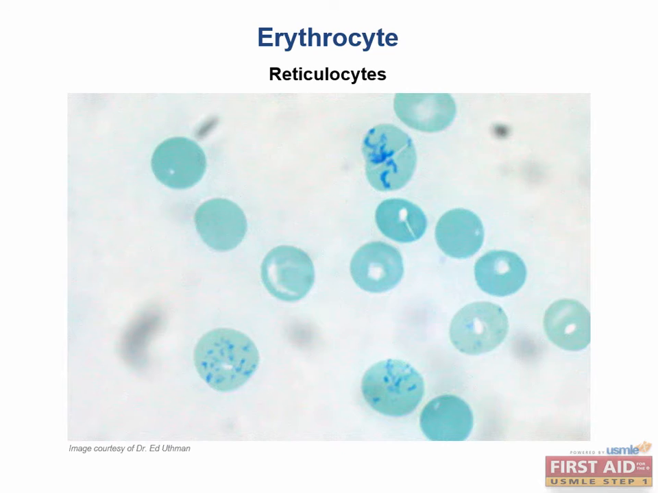Here we have a photo of what these cells would look like after staining. This is important because this is a way we can detect how young an RBC is. These young RBCs are called reticulocytes. And what would an abnormally large amount of reticulocytes tell us? Well, it would be an indicator that the body is making new blood cells, like when you're replacing blood after a hemorrhage or hemolytic anemia.